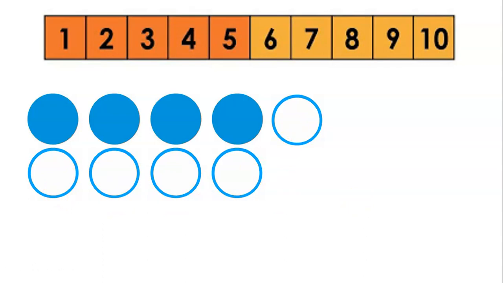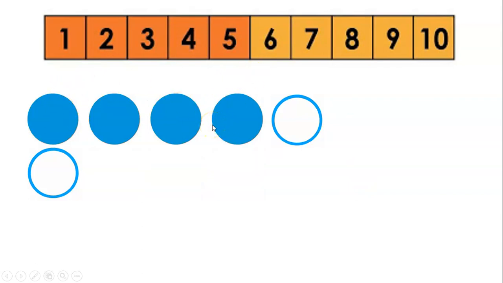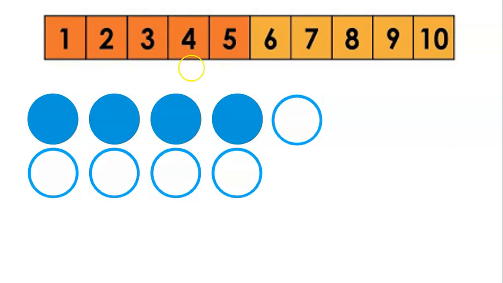Let's see how we could use our number path to help us solve this problem. Before we get into the number bond and number sentence, let's see if we can figure this out with our number path. So we started with 4, and then 5 came to join. 1, 2, 3, 4, 5, which means 5 more were added. So if it's adding, am I going this way or this way?